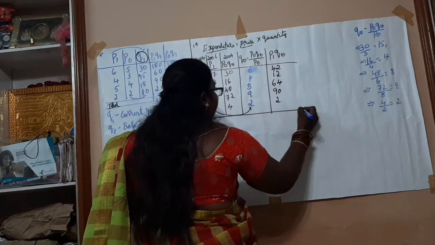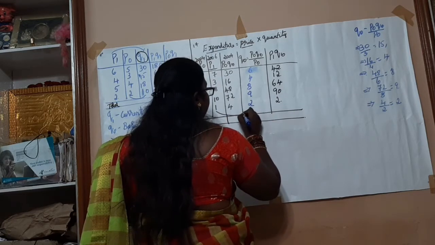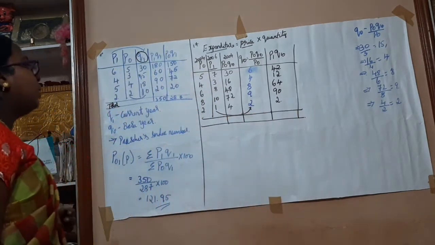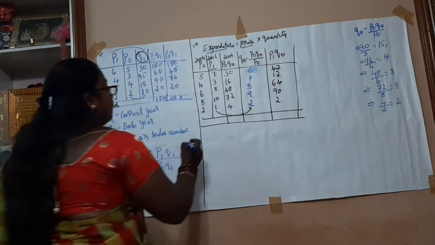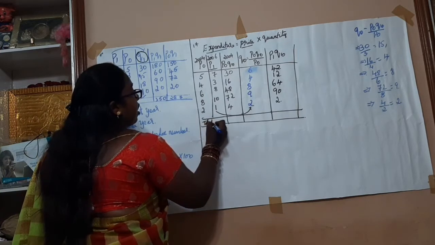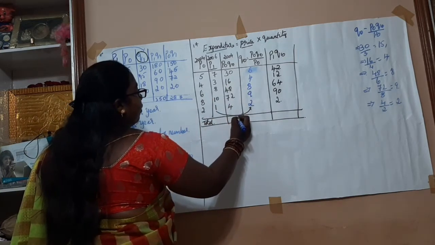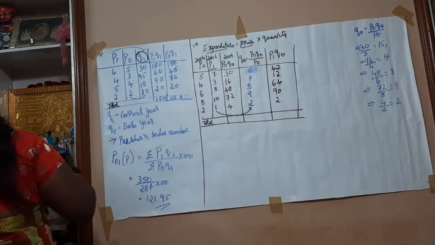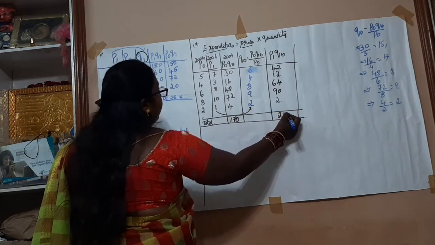Now we need to take the total of this. You need to take the total of P0 Q0 and P1 Q0. Here you will get 10, 6, 4, 20... 170 and 210 you will get.